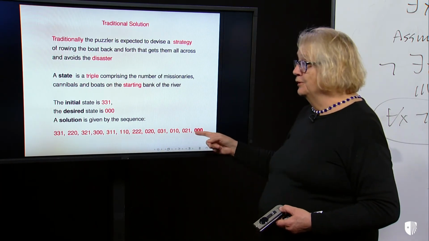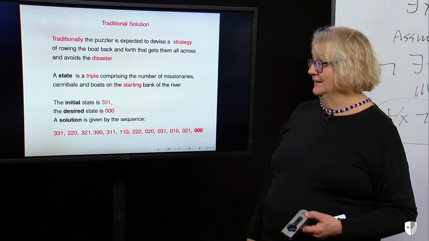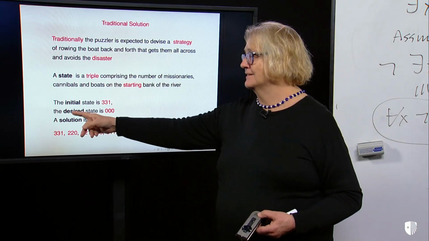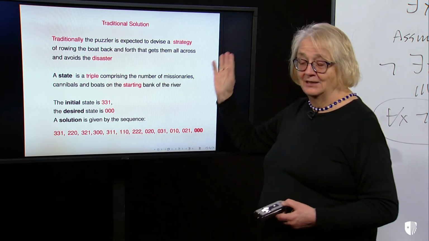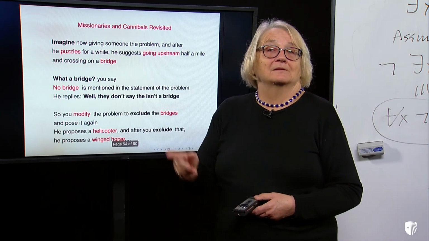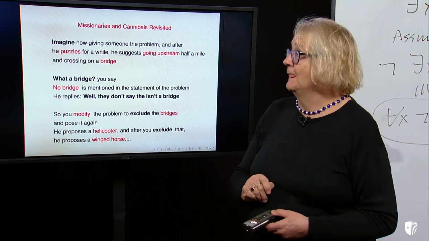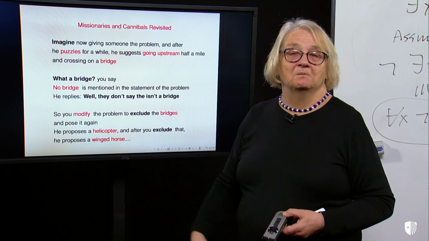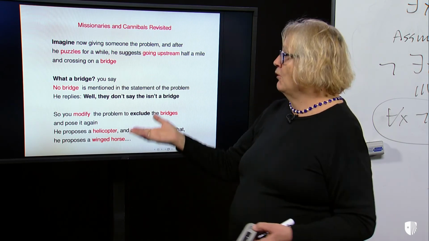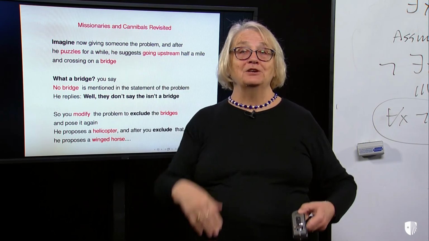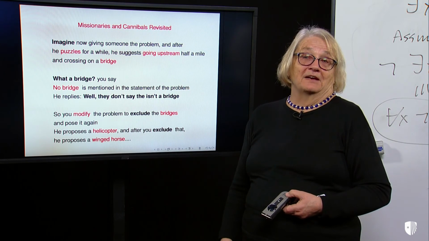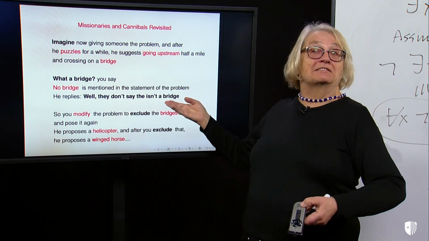So that is our solution, how you do it. The initial state is 3, 3, 1, the desired state is 0, 0, and the solution is given by the sequence. Beautiful, problem solved. But imagine now giving someone this problem, and after he puzzles for a while, he suggests, go upstream half a mile and cross the bridge. What bridge, you say? No bridge is mentioned in the statement. And he replies, well, they don't say there isn't a bridge.